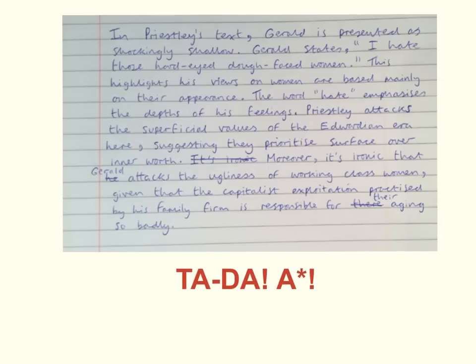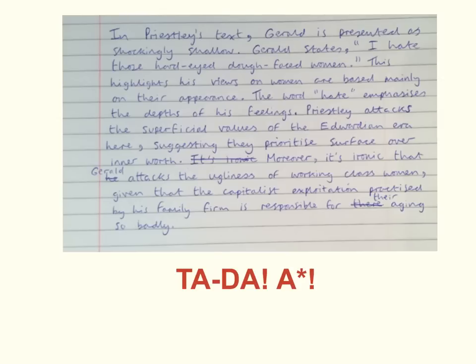In Priestley's text, Gerald is presented as shockingly shallow. Gerald states, "I hate those hard-eyed, dough-faced women." This highlights his views on women are based mainly on their appearance. The word "hate" emphasises the depth of these feelings. Priestley attacks the superficial values of the Edwardian era here, suggesting they prioritise surface over inner worth. Moreover, it's ironic that Gerald attacks the ugliness of working class women, given that the capitalist exploitation practised by his family firm is responsible for their ageing so badly.